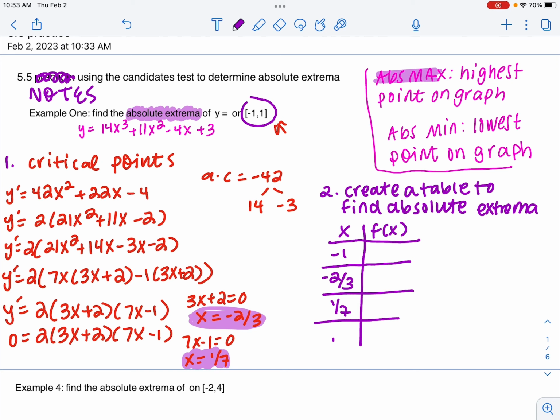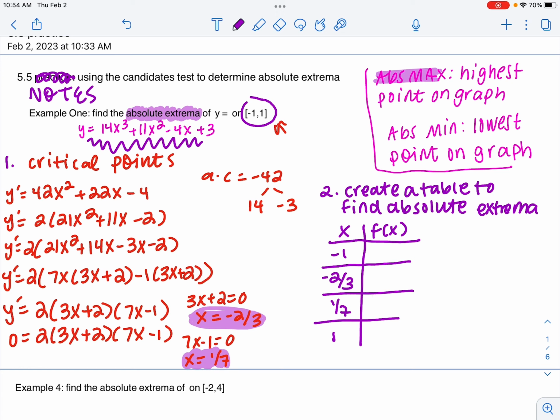And if they are absolute max, when I plug them into my original function, which is up here, if it's an absolute max, it should be the highest out of all these points. If it's the absolute min, it should be the lowest. And if it's in between, we don't really care about that because we're asked to find absolute extrema. So what we're going to do for these ones is take these x values here and plug them into that equation.